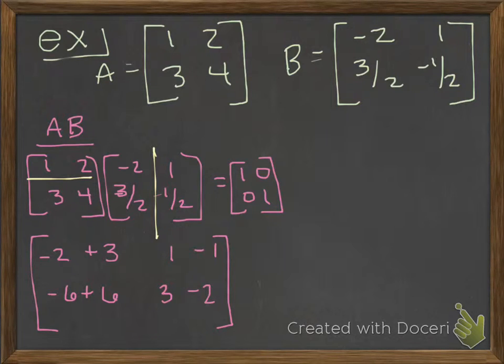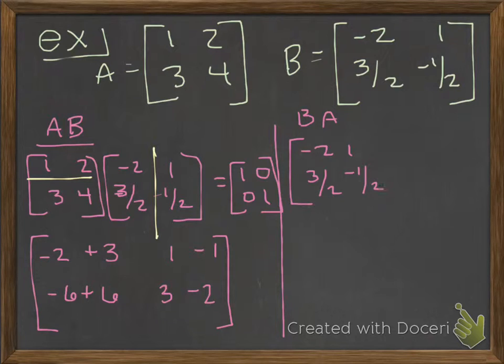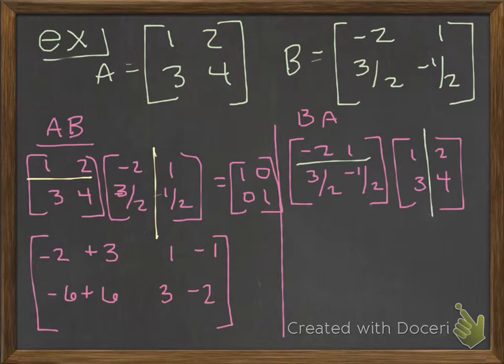So in terms of the problem, we're about halfway there. We know A times B is the identity matrix. Now we need to figure out if B times A is also the identity matrix. So I'm just going to write this in the opposite order so I can multiply these two together. And again, row by column, row by column. So I'm doing my rows by columns.